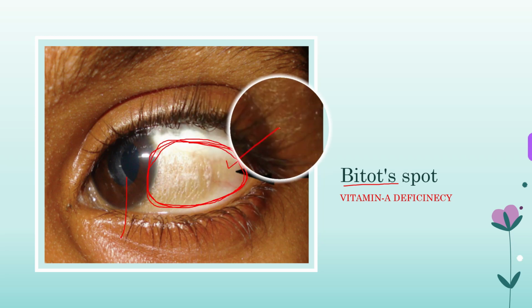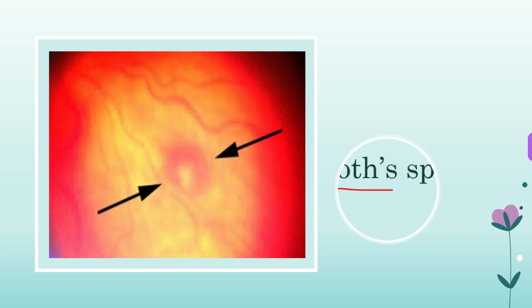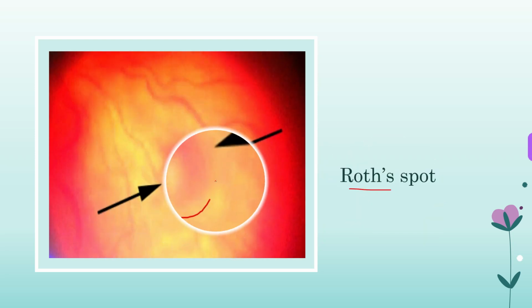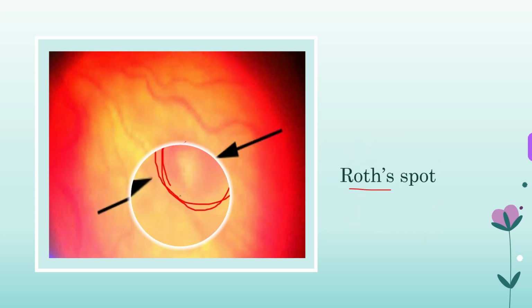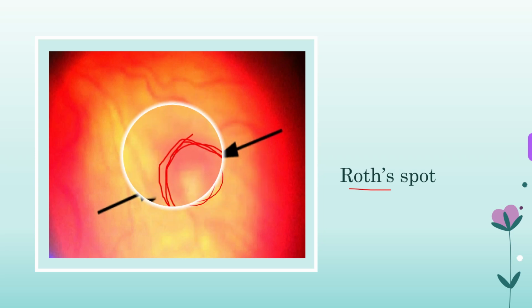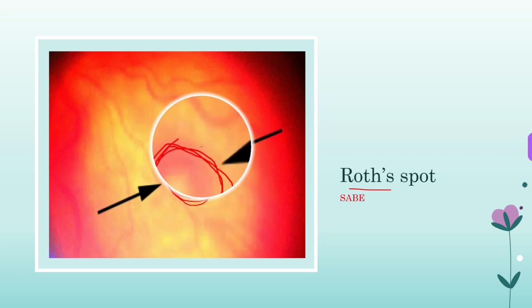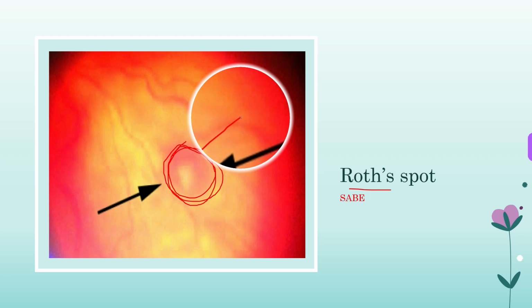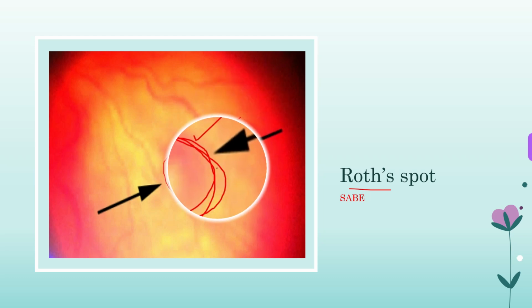Next point we have Roth spots. So, Roth spots are seen in subacute bacterial endocarditis, that is SABE. You can remember this term by SABE, subacute bacterial endocarditis. So, Roth spots are seen in this disease.